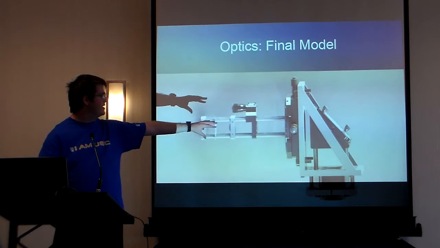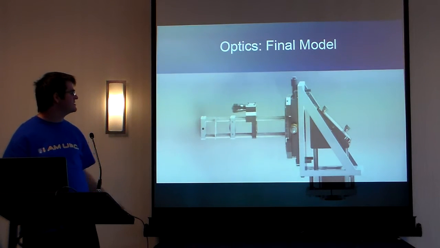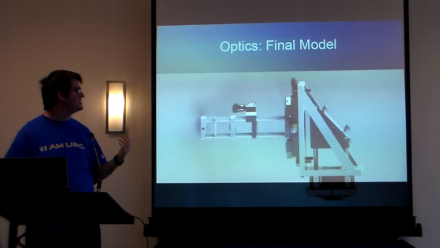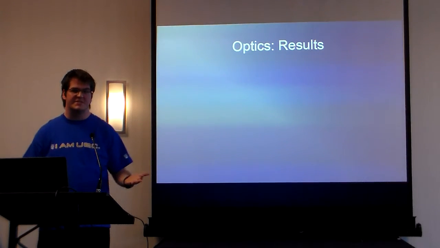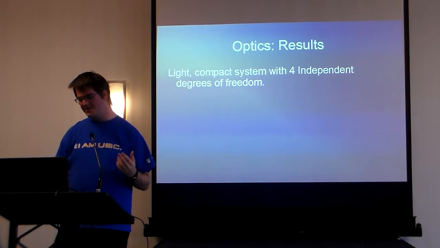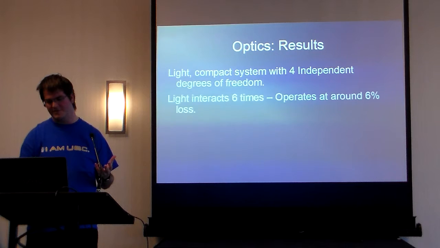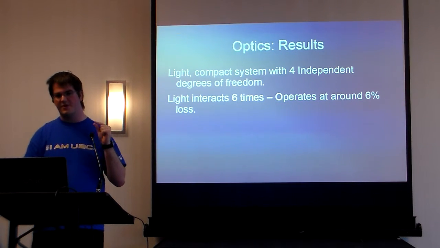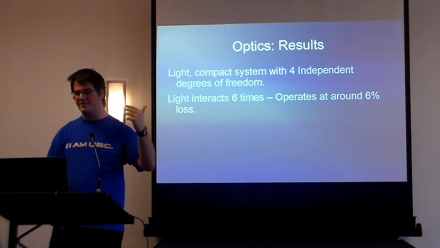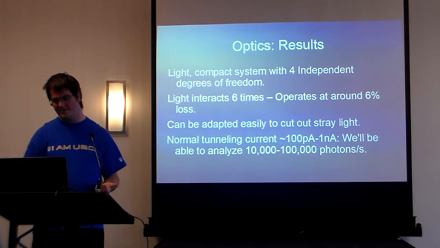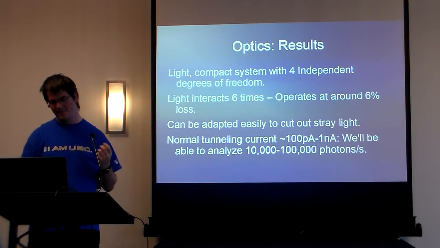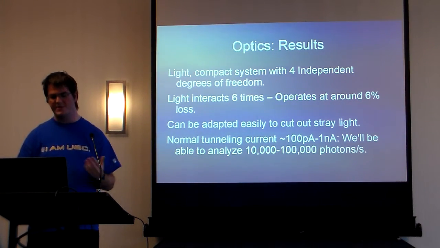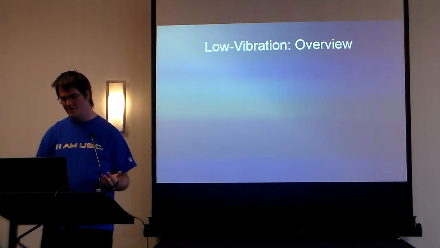There's 4 degrees of freedom in the system, so it works exactly as possible. And it's light enough, and it's basically exactly what we need. And so yeah, it's light, compact, and it's got 4 degrees of freedom. We only operate at about 6% loss after the first lens, and it can be easily adapted. And with the normal tunneling current, we get enough photons to do our studies.